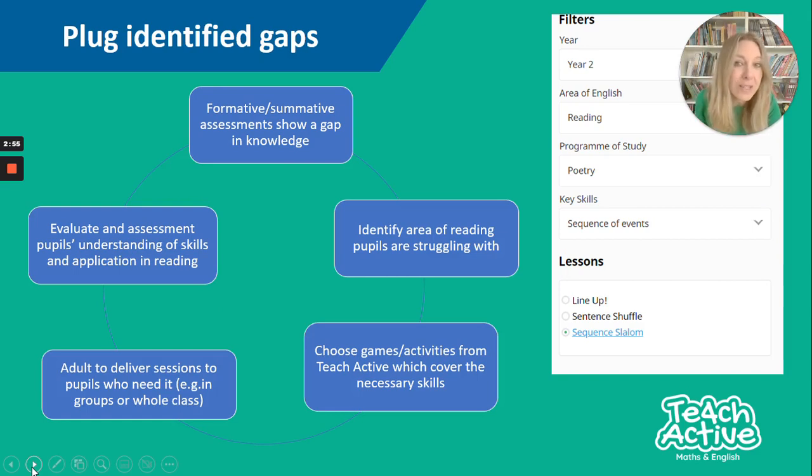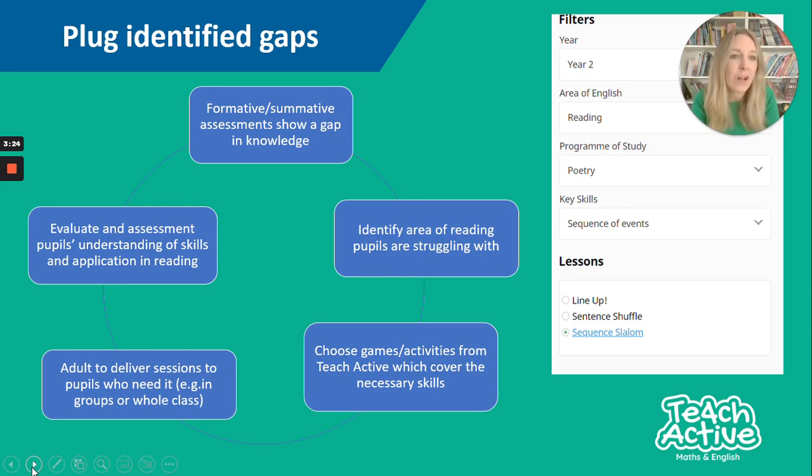So first of all, plugging those identified gaps. This is what you might be doing really. You may have done some formative or summative assessment that shows that there's a gap in your children's knowledge. We want you then to identify that area of reading that pupils are struggling with. So it might be around sequencing of events, it might be around inference, it might be around predicting or summarising. And then what you would do, you would go and have a look at the games and activities from Teach Active that cover the necessary skills.